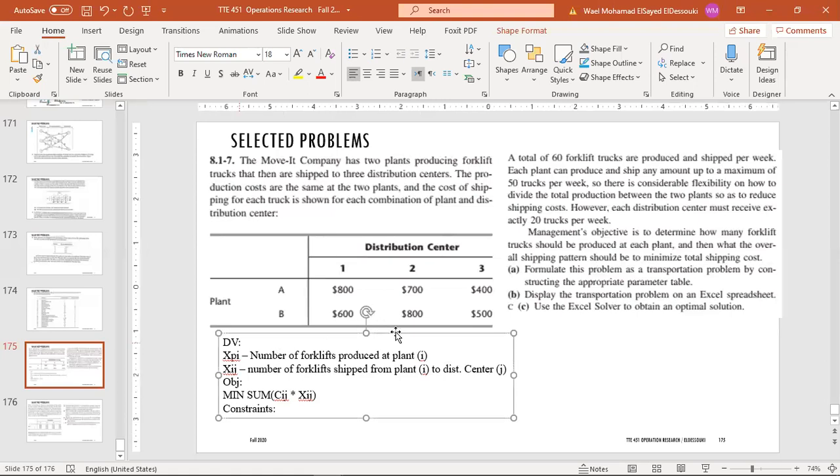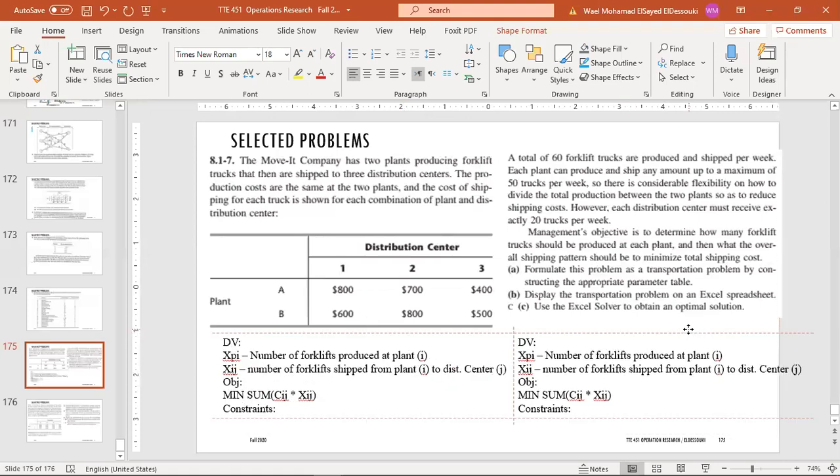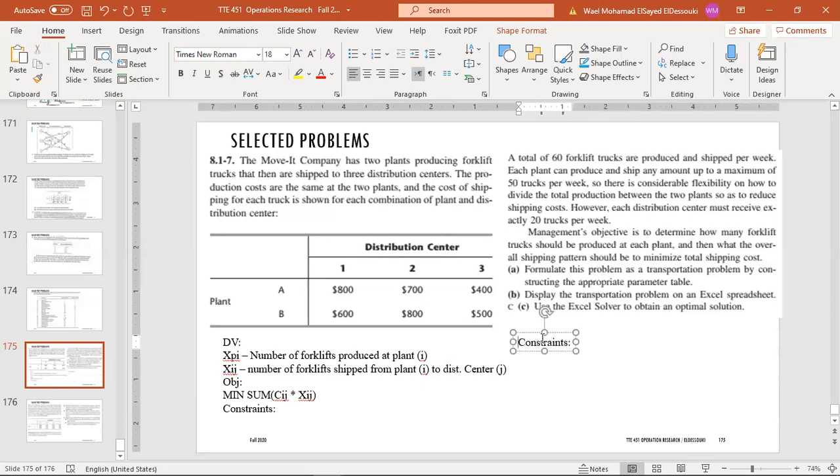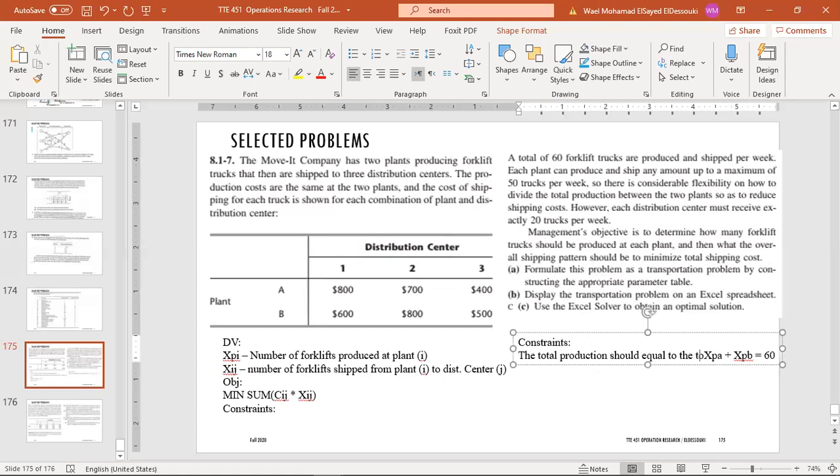Okay, let me just move here. Constraints. What are the constraints here? XPA plus XPB should equal how much? 60. That's the total production. The total production should equal the total demand.